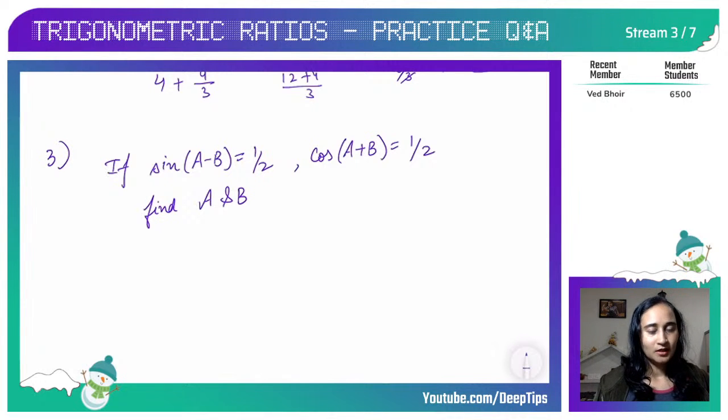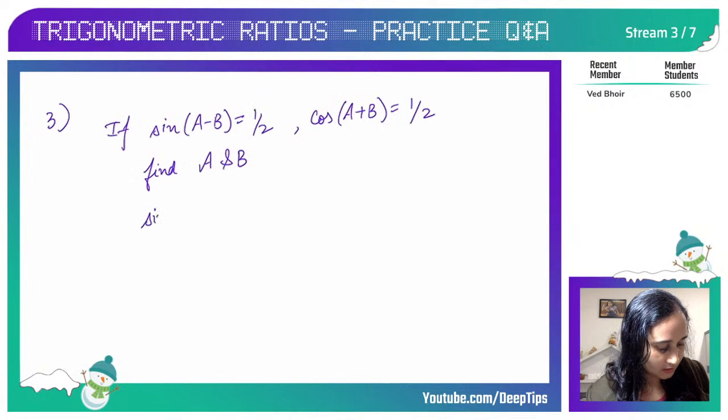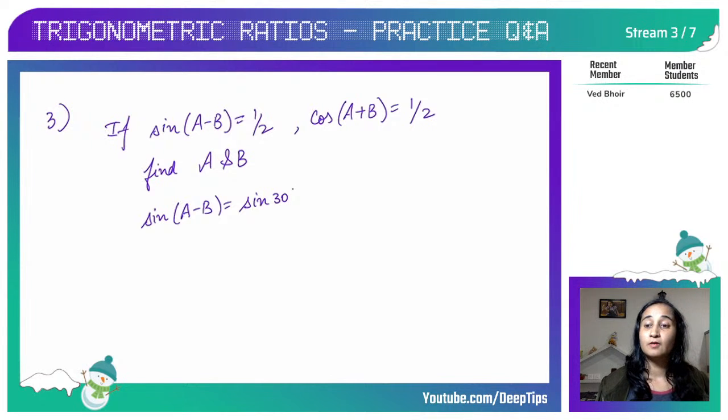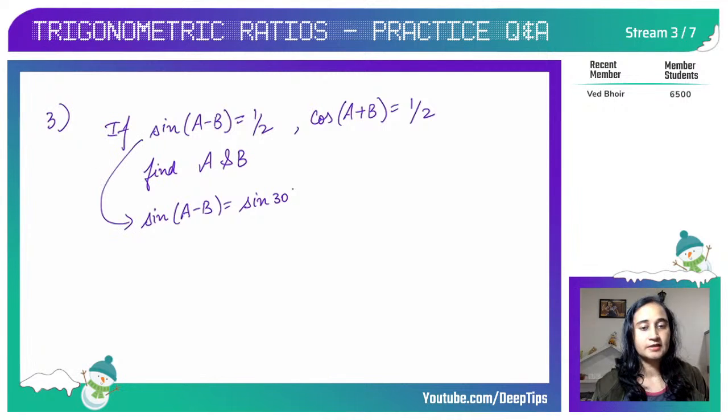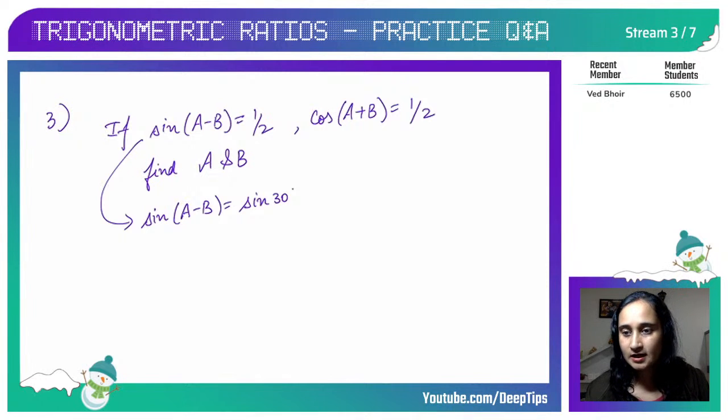So we know that sine 30 is 1 by 2, correct? So I can write sine A minus B is equal to sine 30, because 1 by 2 is the value for sine 30. So in place of 1 by 2, I can rewrite this expression like this. Correct? Now can you tell me for what value of theta cos is equal to 1 by 2? What value of theta shall I substitute so that cos theta becomes equal to 1 by 2? If you know the answer, please type in the chat.